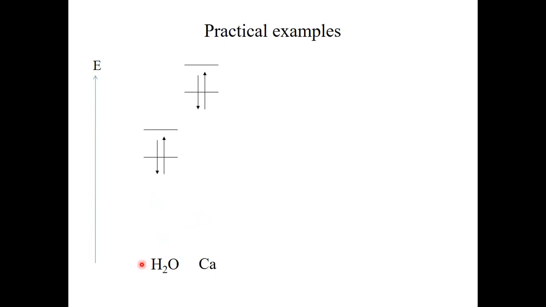So for example, we have here the water molecule. The water molecule has a HOMO and a LUMO. You see here where it's located in terms of energy, and we have a calcium atom that has also a HOMO and a LUMO. However, in this case, it would be better to call it the highest occupied atomic orbital and the highest unoccupied atomic orbital, because we're not having a molecule here, but an element. So now let us decide who is the donor and who is the acceptor, and whether we are getting a redox reaction or a Lewis acid base reaction.